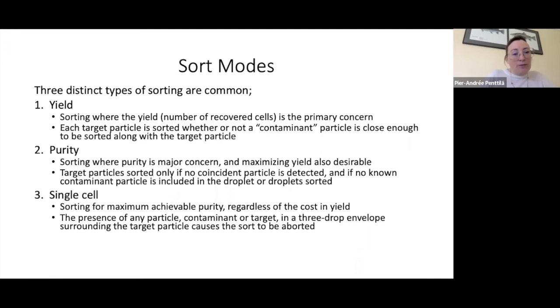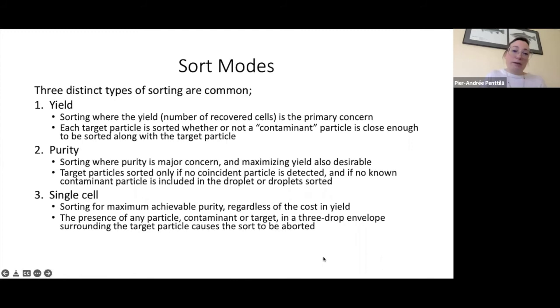And finally, this third major type of sort mode is known as single cell. This is when you want to sort for maximum achievable purity, regardless of the cost in yield. So this is very important for single cell cloning experiments, for example, or single cell genomic experiments. The presence of any particle, contaminant or target, in a 3-drop envelope surrounding the target particle causes the sort to be aborted. So it's extremely stringent, but at a very high cost in yield.